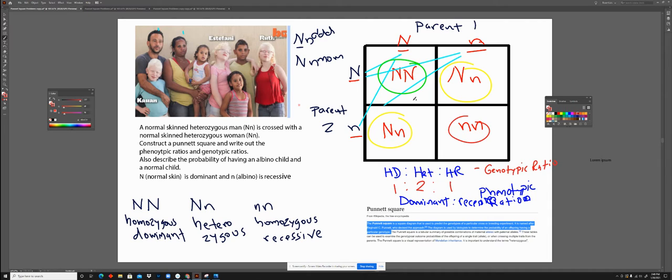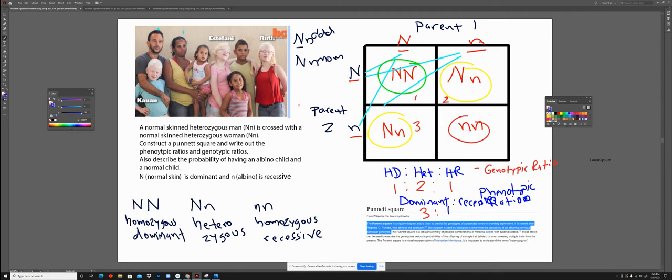So I have 1, 2, 3 normal skin children, and I have 1 homozygous recessive, which is 1 albino child. So the phenotypic ratio is going to be 3:1. 3 normal, healthy skinned individuals to 1 albino child. Hope this doesn't look too messy. The next one will be better.